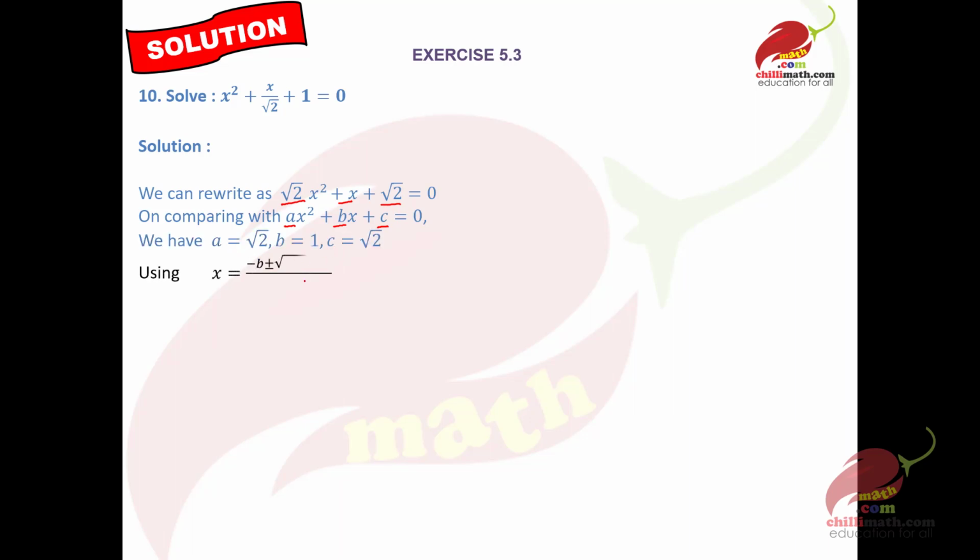Putting these values of a, b, c in the formula to find roots, we get x equal to minus b, b is 1, plus minus square root of b square minus 4a into c upon 2a. Upon solving we get minus 1 plus minus square root of 1 minus 8, that is minus 7, over 2 root 2, which further we can write as minus 1 plus minus root 7 iota by 2 root 2, which is your required answer.